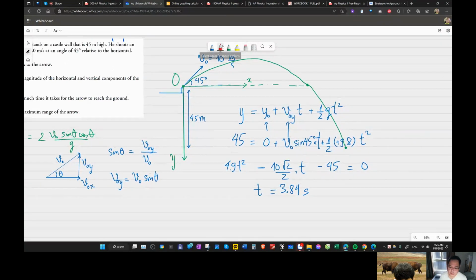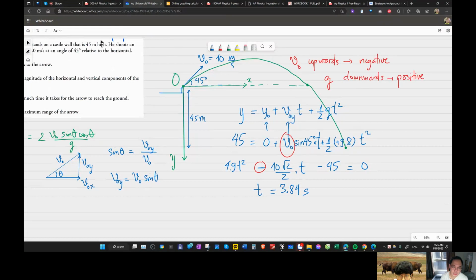So the important thing is the sign of each quantity. Velocity is upward, so it's negative. And the acceleration g is downward, and therefore it's positive, okay?